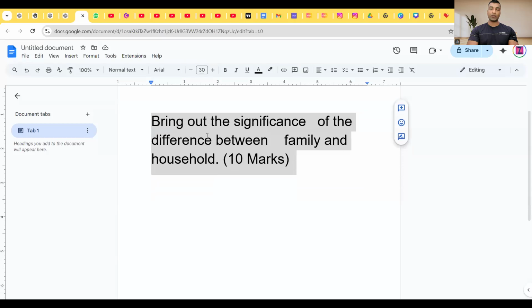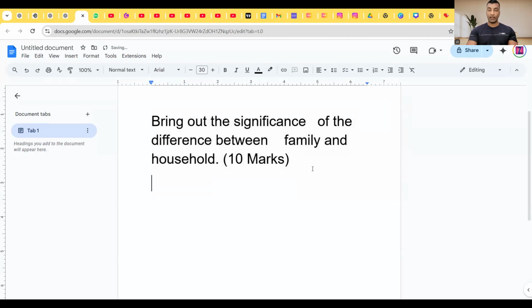So here I'll be giving you a question, and this is a 10 marker, and I'll also give you the structure of it. So think about it and try to answer the question, and then I will also be discussing the answer with you. Okay, so here is the question, as you can see on the screen. Bring out the significance of the difference between family and household. So what's the difference between family and household?